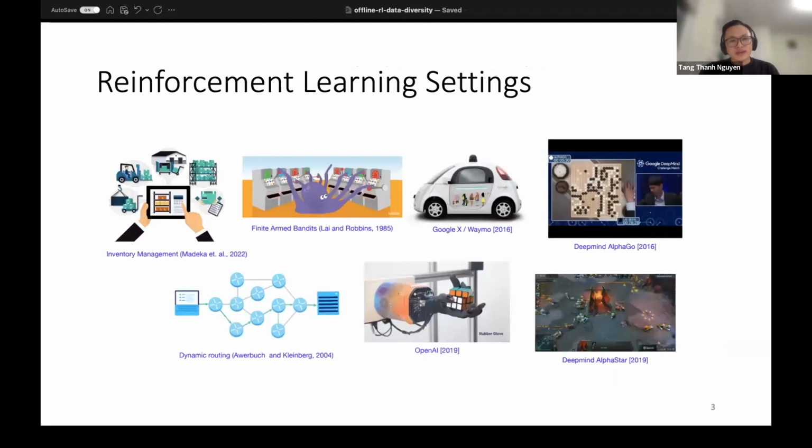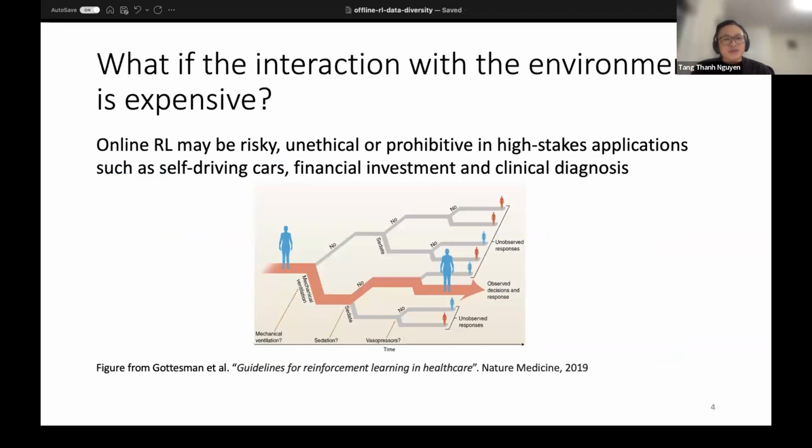As we know, reinforcement learning is ubiquitous in many practical problems, ranging from finance to self-driving cars, game playing, networking, and autonomous driving. The basic setting in reinforcement learning is that the learner needs to interact with the environment. But what if the interaction with the environment is expensive? This happens in many high-stakes application domains like self-driving cars, financial investment, or clinical diagnosis. For example, we cannot just explore the treatment on a real patient because it can be very risky and unethical.